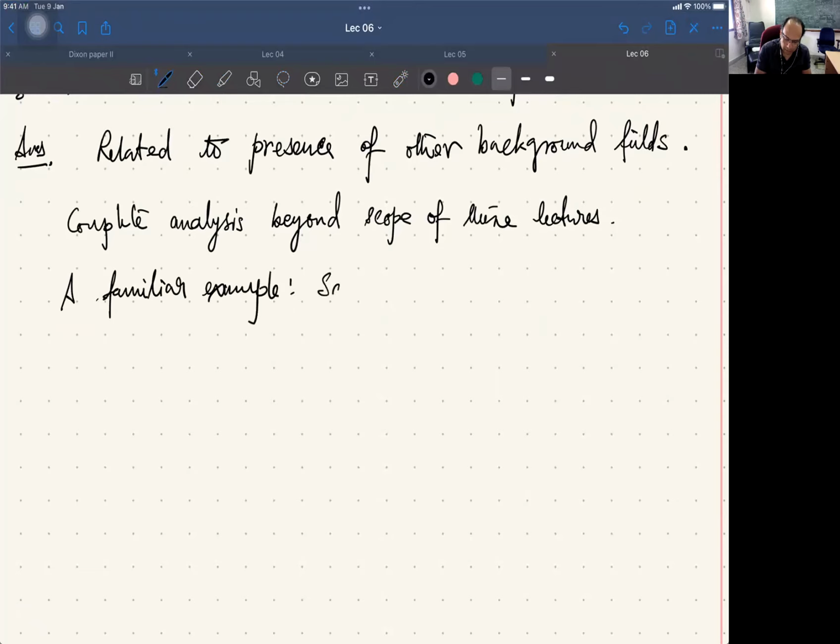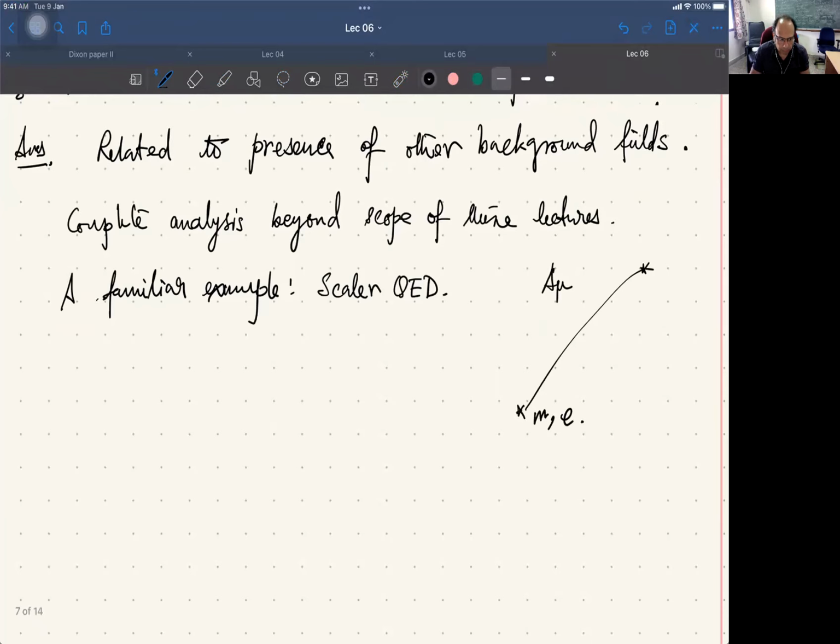is say scalar QED. Scalar QED is a theory that describes propagation of a scalar particle which has both mass and a charge in a background electromagnetic field. So your relevant diagram will be this, where you have a background electromagnetic field, and the particle has a charge so that it couples to that electromagnetic field. So there are two parameters, mass and charge.